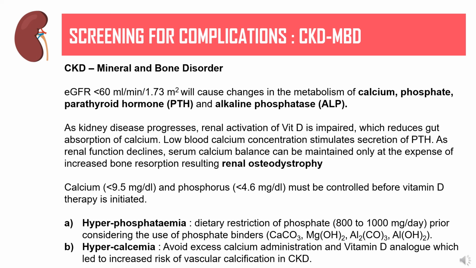Calcium level less than 9.5 mg per dl and phosphorus level less than 4.6 mg per dl must be controlled before initiating vitamin D therapy. For hyperphosphatemia patients, we need to restrict the dietary intake of phosphate, within 800 mg to 1 g per day, prior to considering the use of phosphate binders such as calcium carbonate, magnesium hydroxide, aluminium carbonate, and aluminium hydroxide.